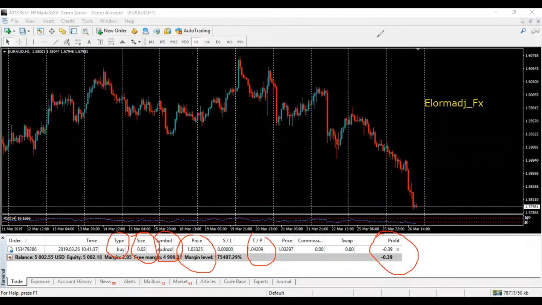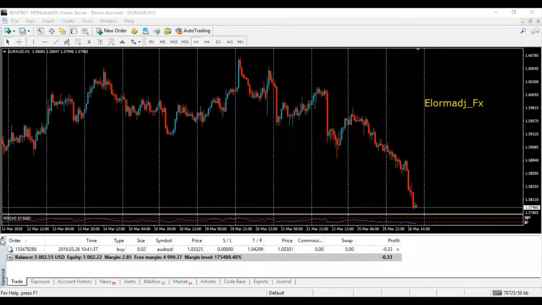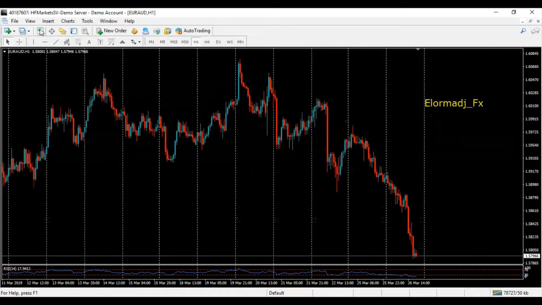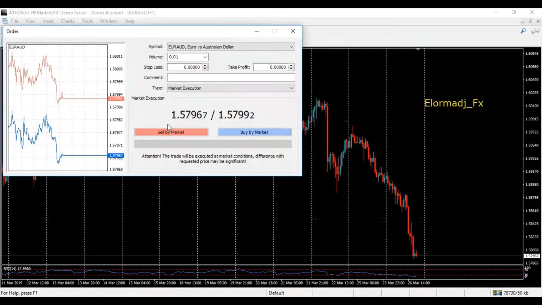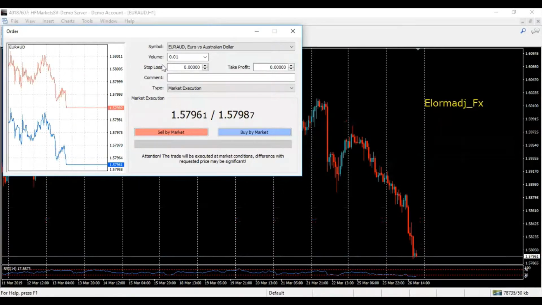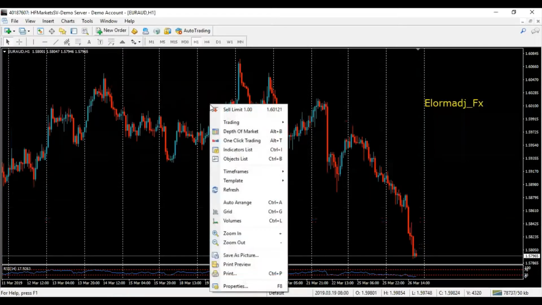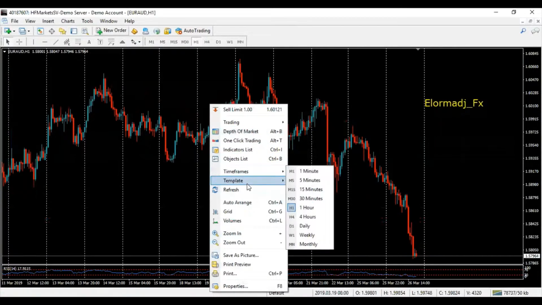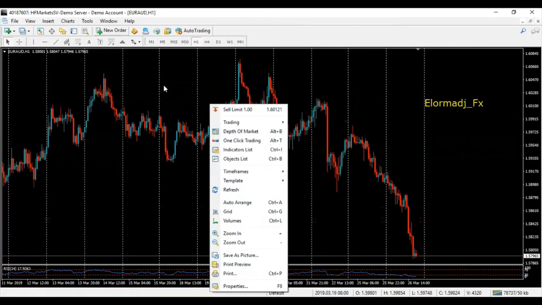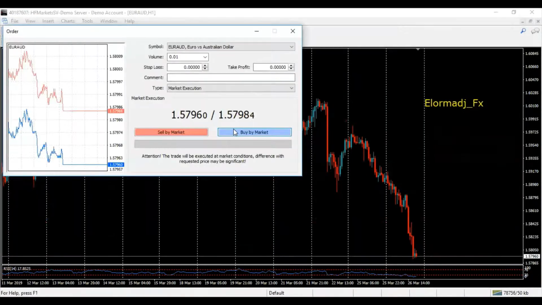I hope you get it. So, guys, here we go. Let's focus on the main thing we are here to do today. So we have the market here. New order. You click on new order. Today we focus on how to place a trade. You can also right click, and when you right click, you have everything here: the depth of market, one click trading, indicators, object list, time frame, template. Or you can just directly click new order.